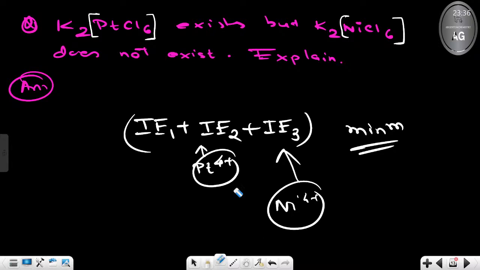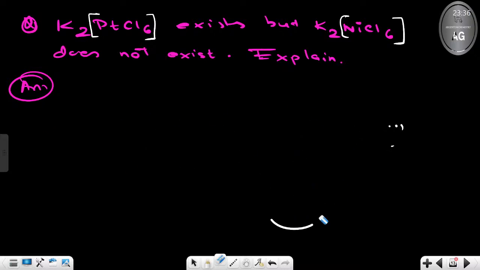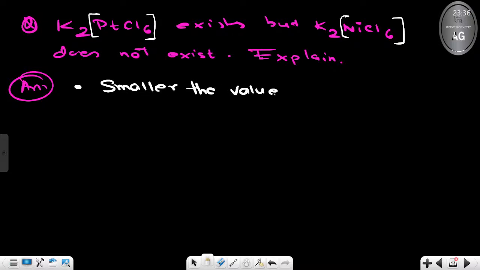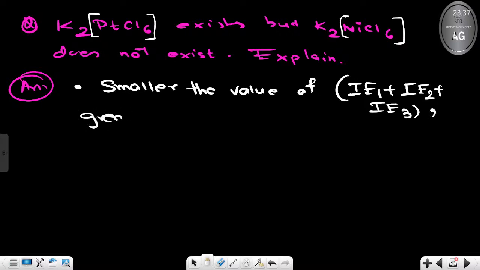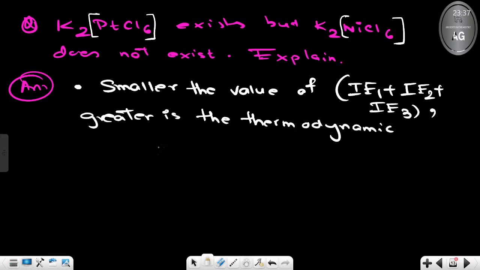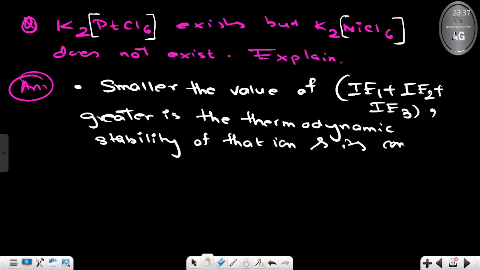So what you have to remember from here, what you have to write down in your answer. Answer is, let me write it. Simple answer: smaller the value of IE1 plus IE2 plus IE3, greater is the thermodynamic stability of that ion and its compounds.